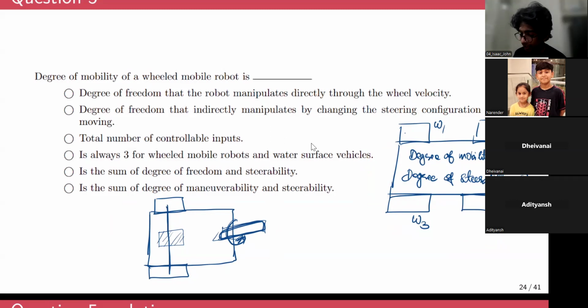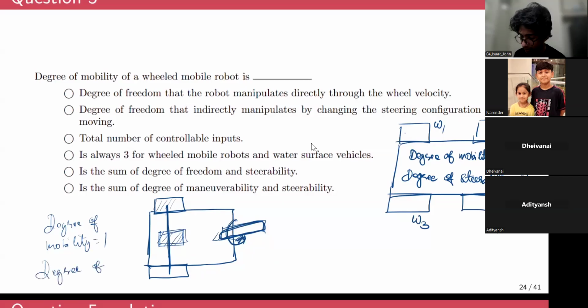So in that regard, for a tricycle, the degree of mobility is 1, because we are only using a single prime mover, and since the axles are coupled, this single prime mover is driving both of these wheels. They are not individually powered. So the degree of mobility is 1. The front wheel is not actively powered, we are only using it for steering. So degree of mobility is just 1, but the degree of steerability is again 1.